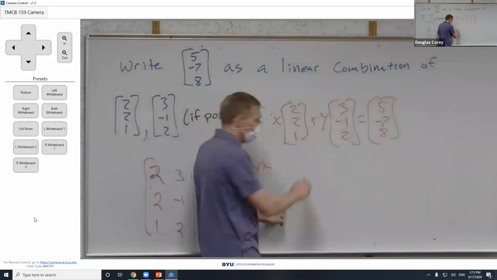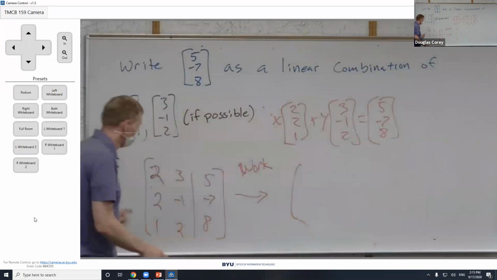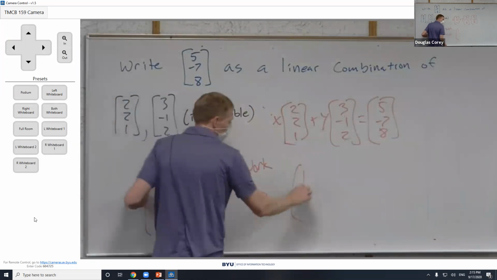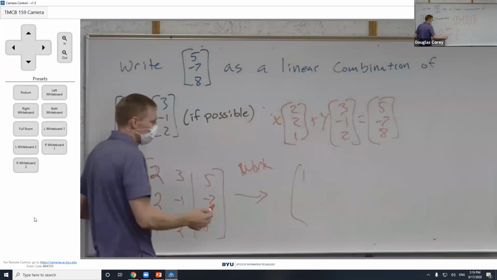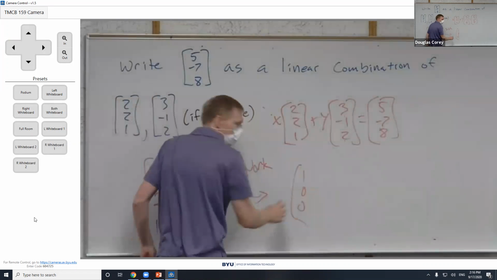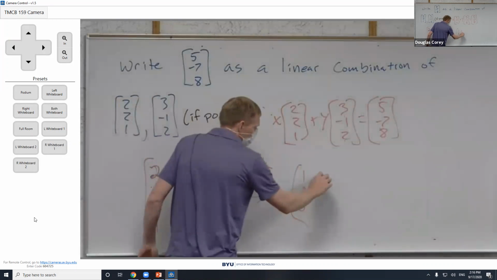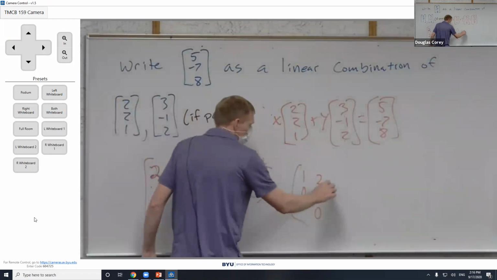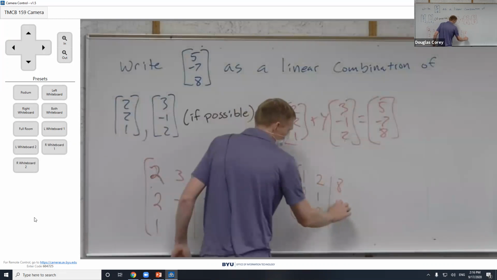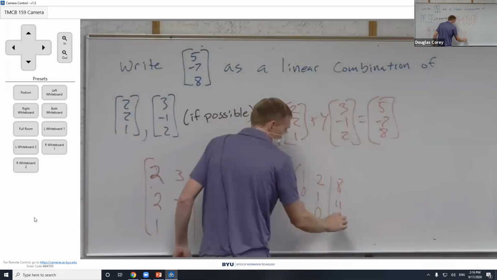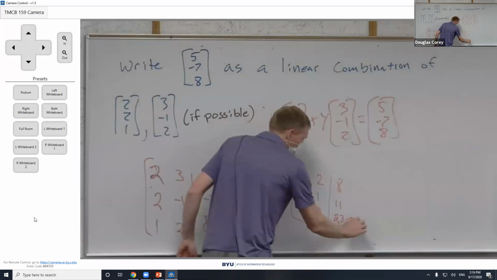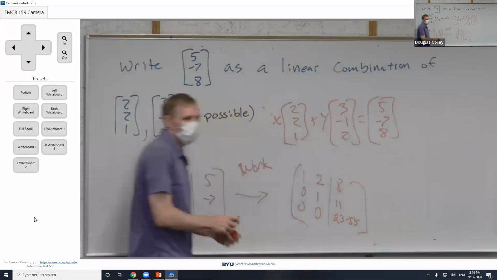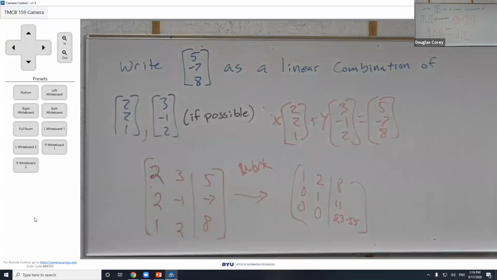Okay, what did we get when you row reduced this? I'll assume that's a 1. 1, 0, 0. 2, 1, 0. (23, -55). Okay, did other people get that? Something close? Okay.